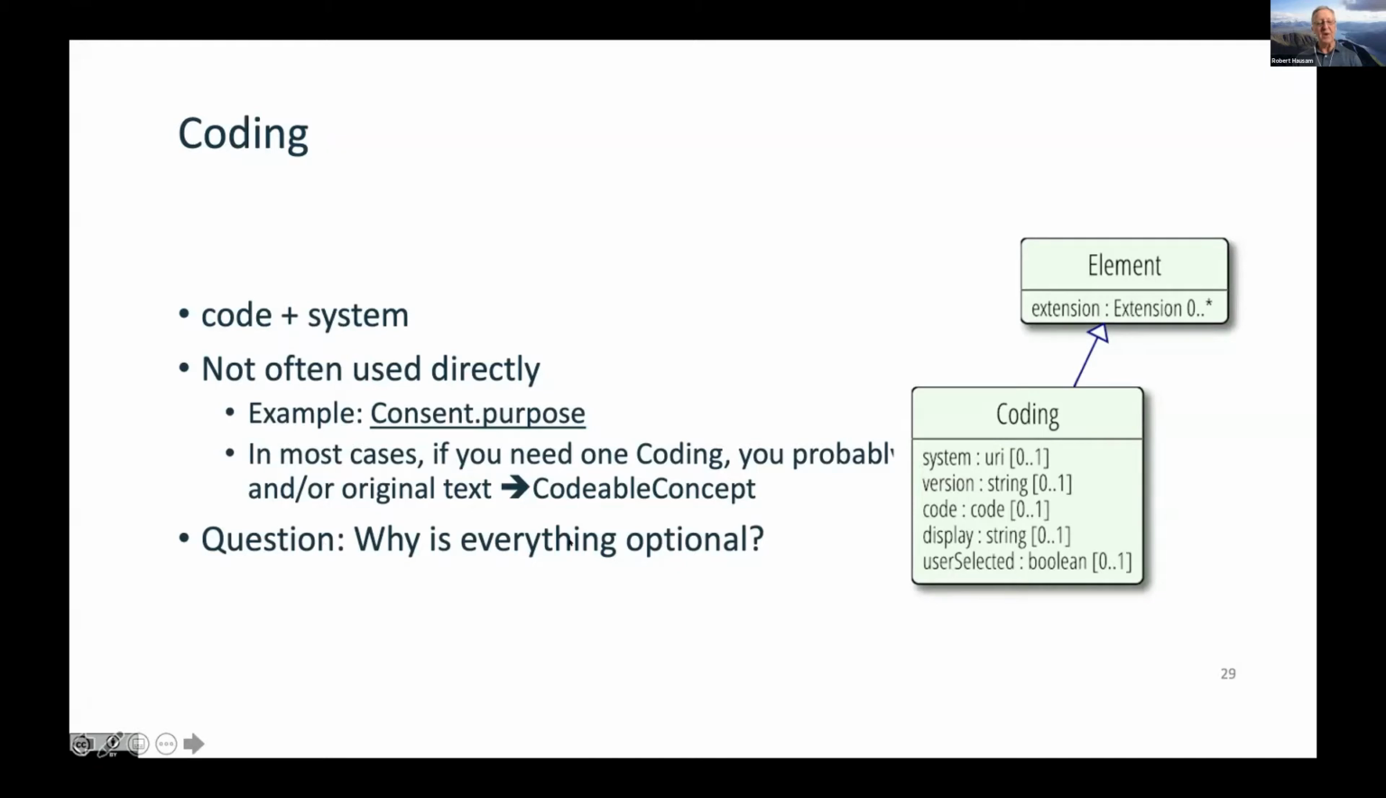And there's a question which maybe we can answer in the QA time if we have it, but why is everything in the coding optional? You notice that system, version, code, display, and user selected all are optional. So basically, theoretically, you could have an empty coding data type, no elements. That wouldn't be very useful, but it might be interesting to think through why you think that might be the case. Maybe we can answer it later.